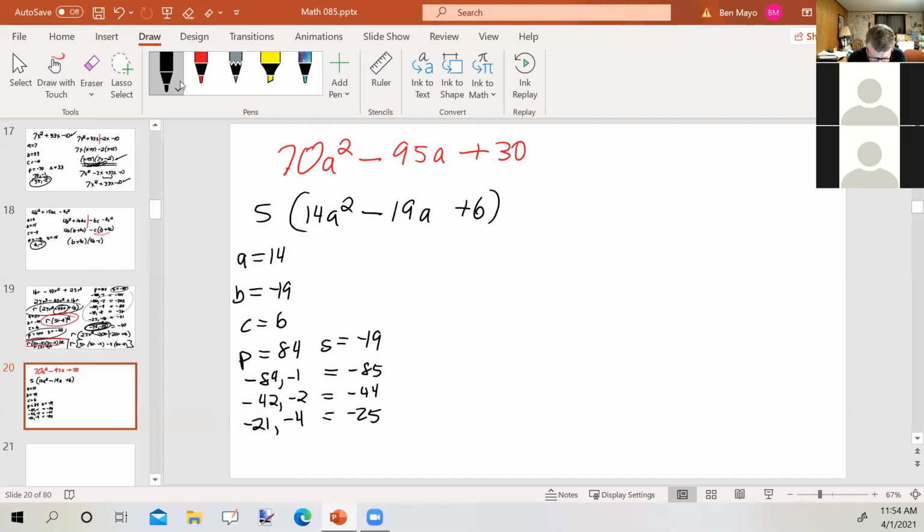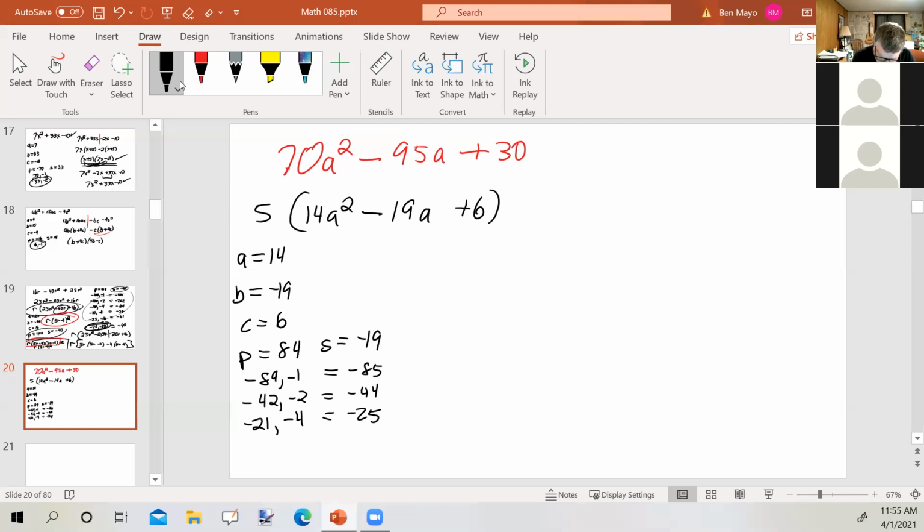So I need two numbers between negative 21 and negative 4. Well, let's see. Negative 20 doesn't go into 84 evenly, so it couldn't be negative 20. How about negative 19? Let's see. 84 divided by 19, no. 18, 84 divided by 18. 17, 84 divided by 17. 16, 84 divided by 16. 15. 14. Wow. Can you think of anything?